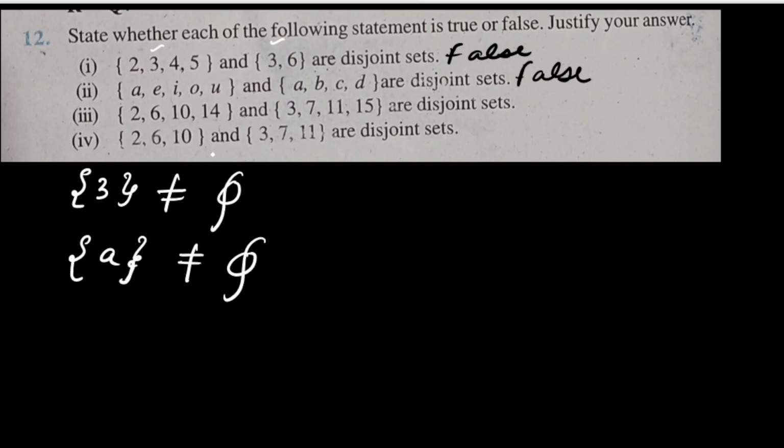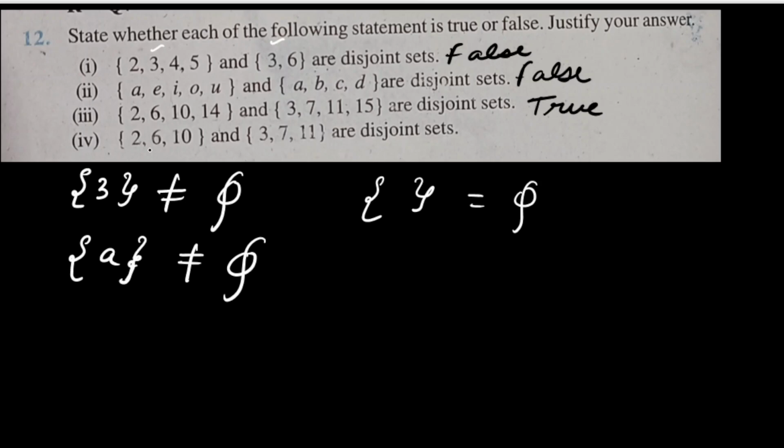So again, let's find the intersection of the sets given to us in part 3. When I'm finding the intersection, 2 is not there in both, 6 is also not there, 10 is also not there, 14 is also not there. So I'm getting the empty set, which means the two given sets are disjoint sets. So this one is true.